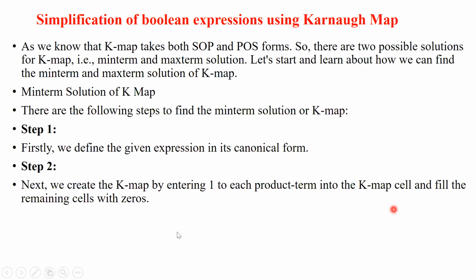And the remaining cells, suppose there are 3 min terms present. So in those 3 places, I will enter 1, and the remaining places, I will put zeros. This is something you have to remember when I am working with min terms, because for max terms, it will be exactly opposite. Wherever max terms are present, I am entering a 0, and the remaining cells I will fill with ones.